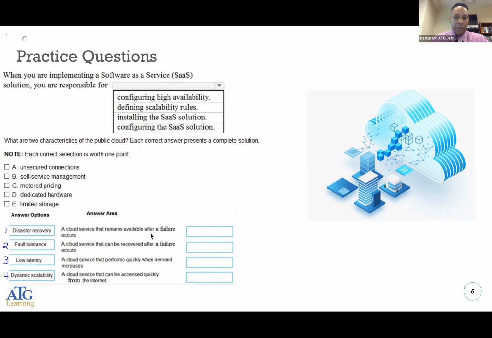We've got a cloud service that remains available after a failure occurs. So a cloud service that remains available after a failure occurs would be B, or number 2, fault tolerance, right? So if one machine goes down, I have another machine that's going to take over for that fault. A cloud service that can be recovered after a failure occurs would be 1, or A, disaster recovery. A cloud service that performs quickly when demand increases, that would be dynamic scalability. And the last one, a cloud service that can be accessed quickly from the internet, that would be low latency.